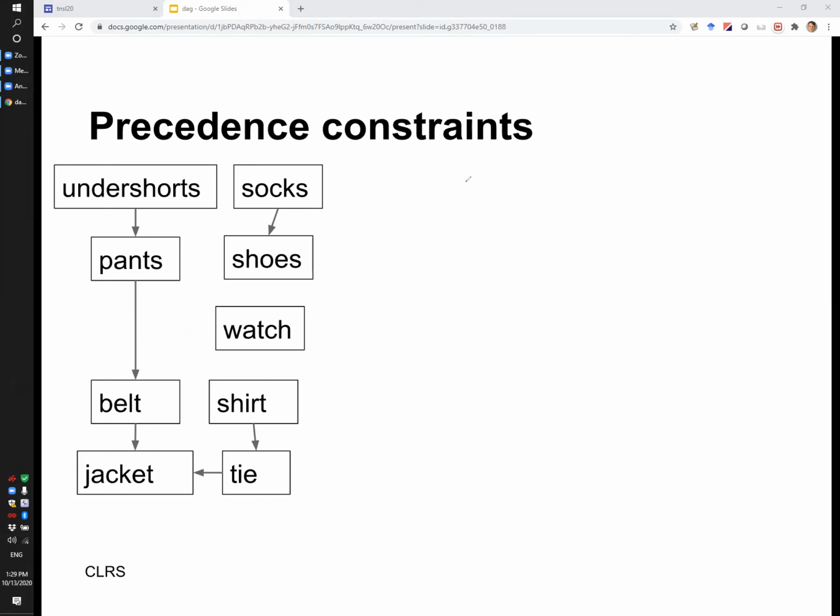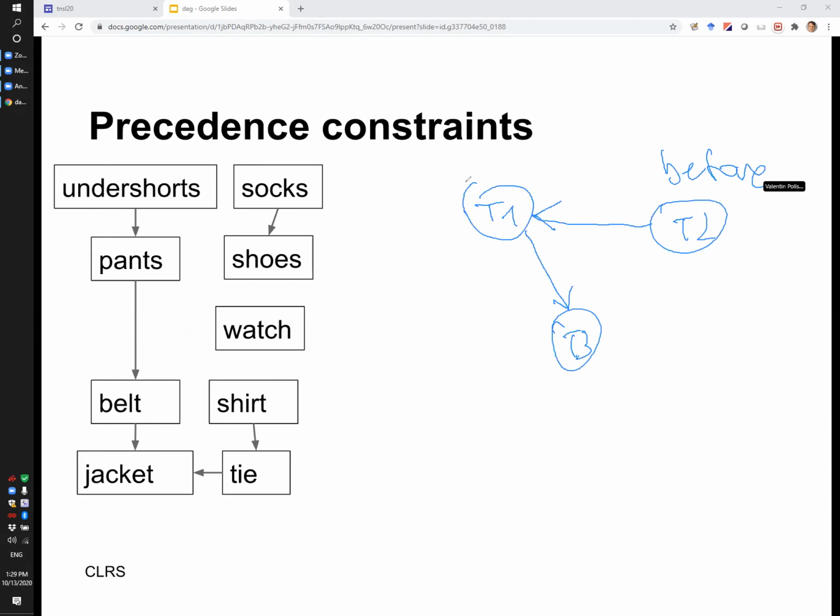So again, just to do something very generic, you may have task 1, task 2, task 3. And if you know that you have to complete task 1 before you start task 2, then you can draw an arrow from task 1 to task 3. Similarly, if you know that you have to complete task 2 before you can start task 1, then you draw a directed arrow from task 2 to task 1, meaning that this should be done before and this should be done after.